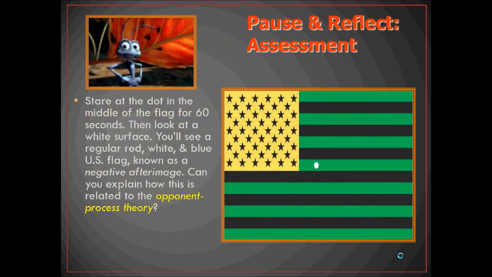Here's a fun little trick. Stare at the dot in the middle of the flag for 60 seconds, then look at a white surface. You'll often see a regular red, white, and blue U.S. flag. This is also known as a negative after image. So go ahead and do that. You can pause the video. And then after you've tried the experiment out, think about how this might be related to the opponent process theory that I had just mentioned.